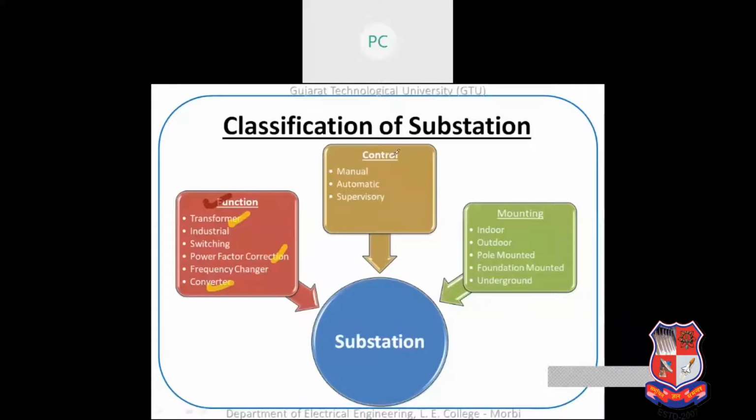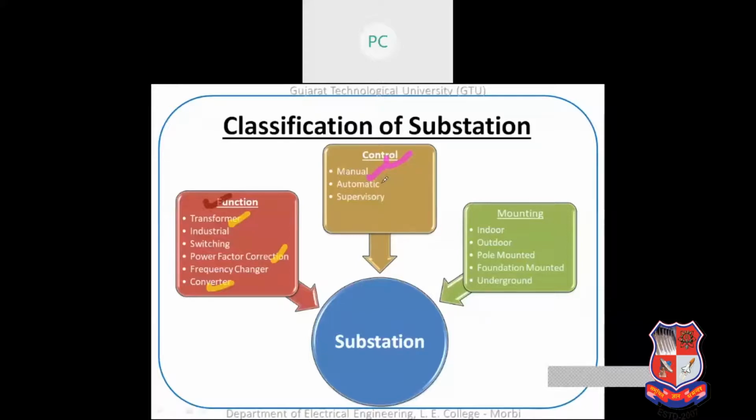Thereafter, according to the control, now we know basically a substation has a switch yard and a control room. So in the switch yard we have placed the entire assembly of the apparatus, and at the control room we are controlling and monitoring the operation of these apparatus. Now, in this control classification, we have three types of classification. First is the manual type substation, where we are monitoring as well as controlling the apparatus placed in the substation manually, right? That is why it is known as a manual substation.